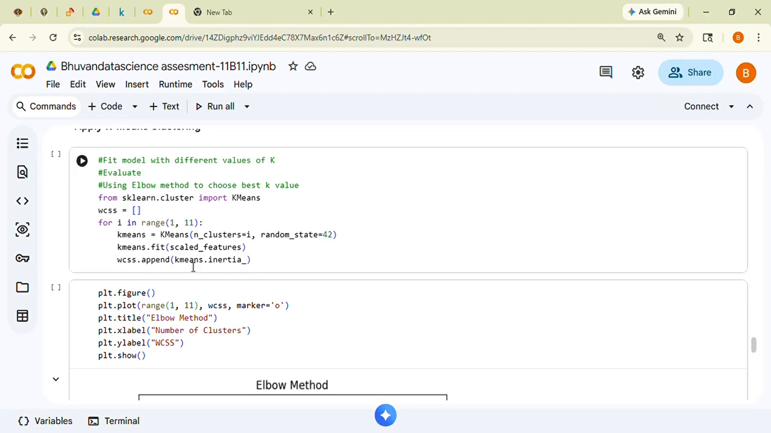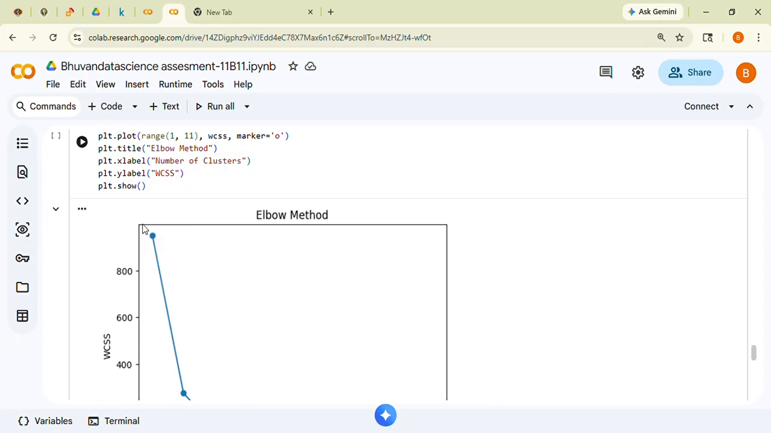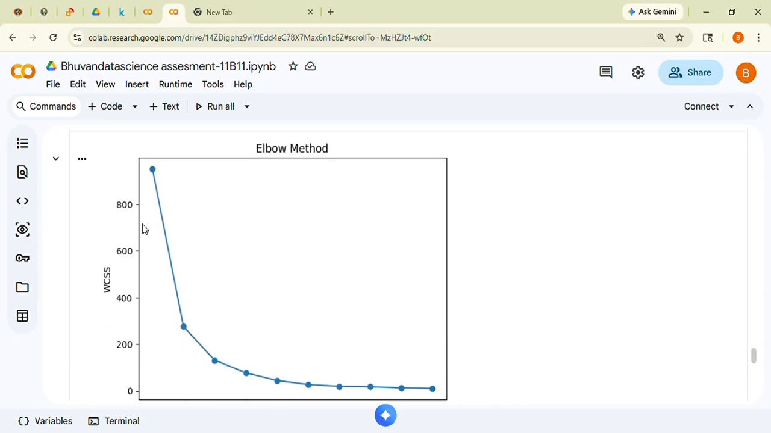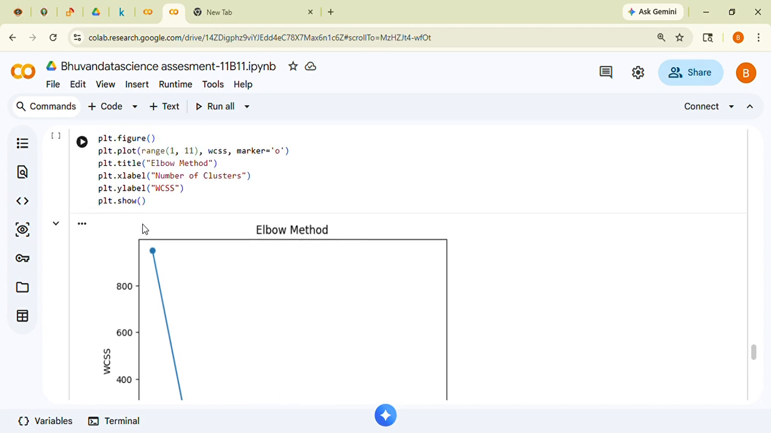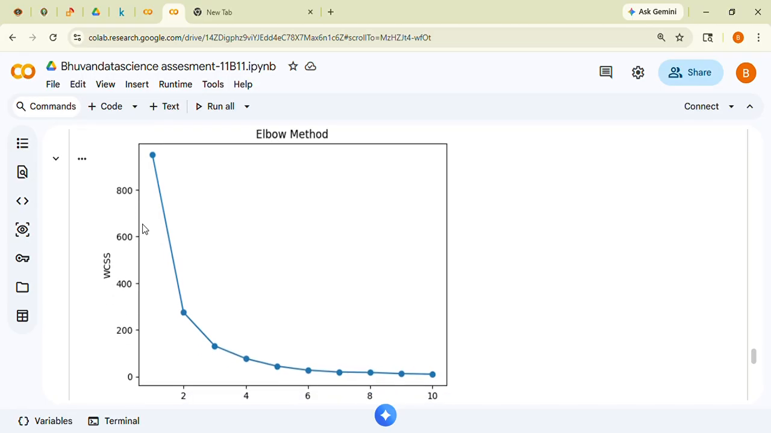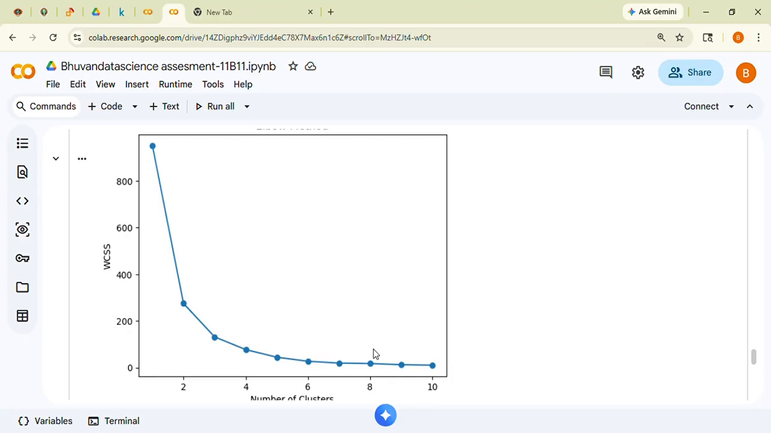So we also performed the elbow method here. We have plotted a graph using the elbow method to find the best value of k. In this method, I plotted the number of clusters against WCSS. Here you can see the plotted graph. At a certain point, the graph starts bending like an elbow. Here you can see the graph is bending like an elbow. The point gives the optimal number of clusters, which is shown there.